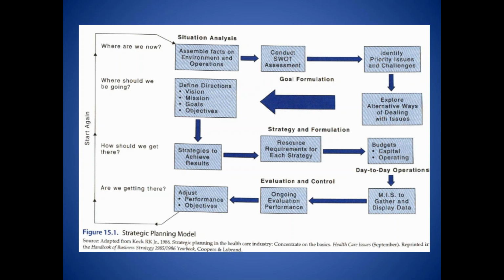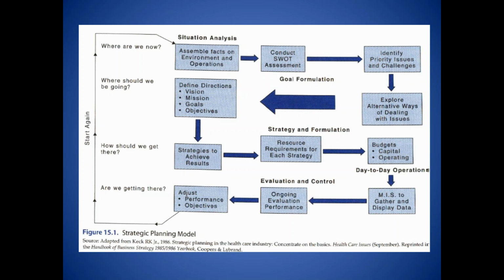Once that's done, we can go to the second step, talking about where we should be going in the future. What are the alternative ways of dealing with the issues? And then developing specific outcomes, a vision for the organization, a mission for the organization, those broad statements of goals, and then the much more specific objectives that we'd like to accomplish. We then take that to the question of how do we achieve those outcomes? What are the best strategies? And in assessing strategies, we always need to think about resources, and typically we develop 2 types of budget. It's capital and operating budgets for that outcome. And I'll talk a bit about budgets in a moment.